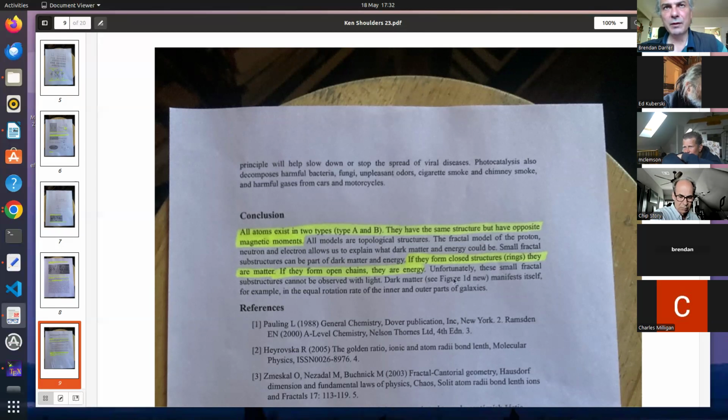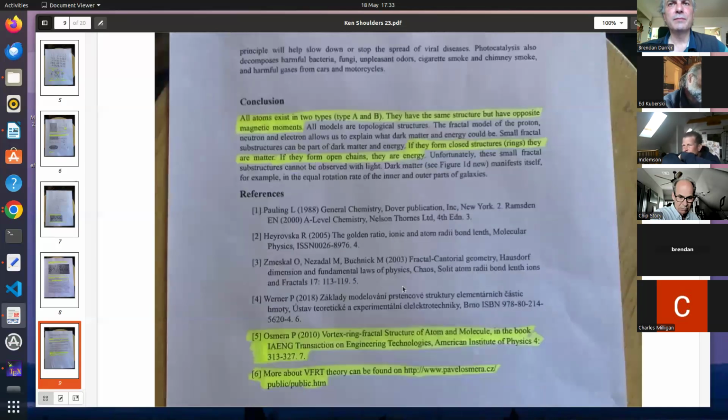Unfortunately, these small fractal substructures cannot be observed with light. Dark matter, see figure 1D new, manifests itself, for example, in the equal rotation rate of the inner and outer parts of galaxies.